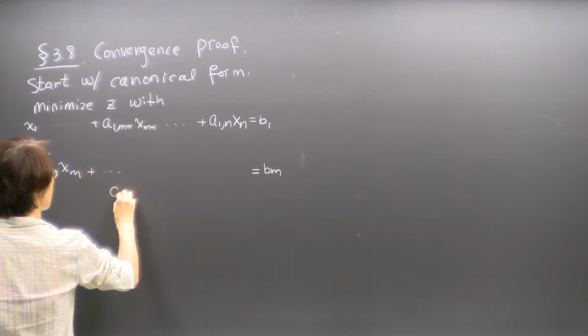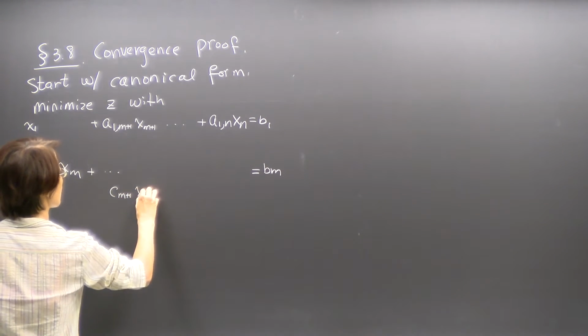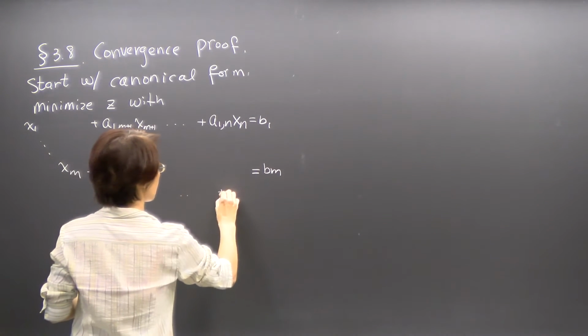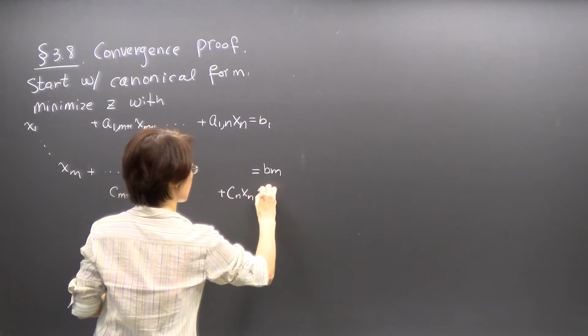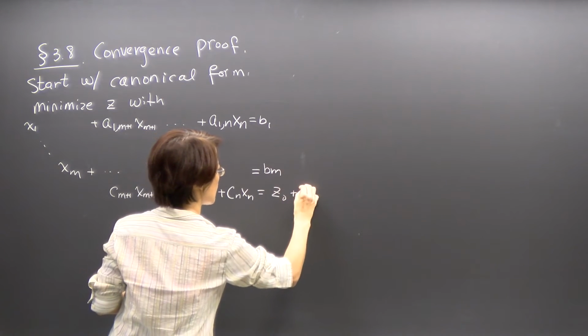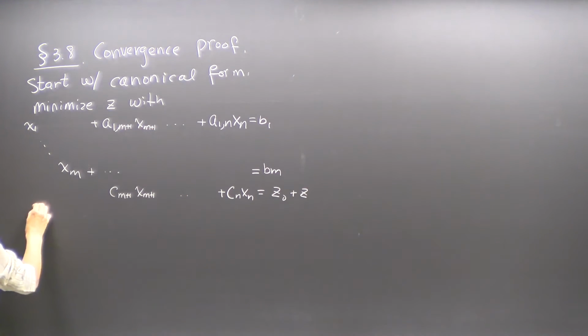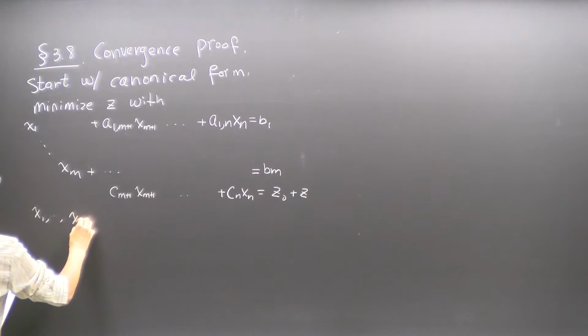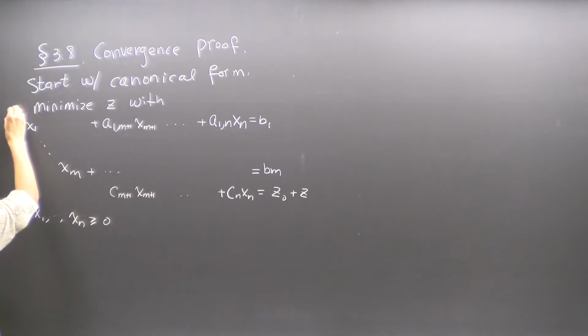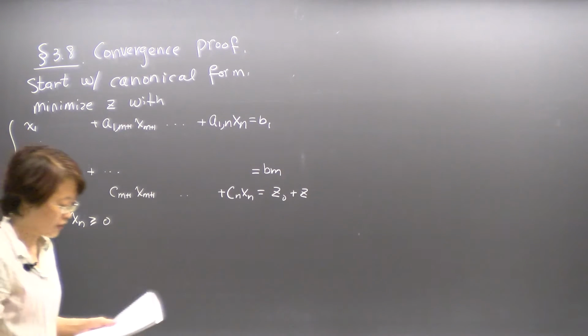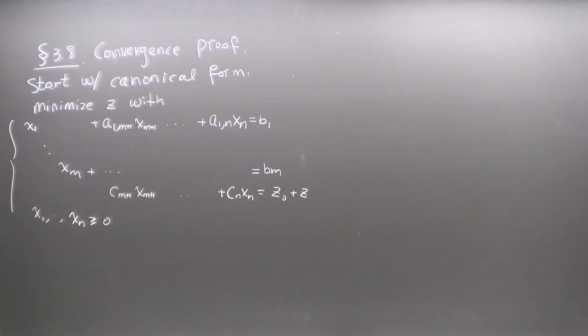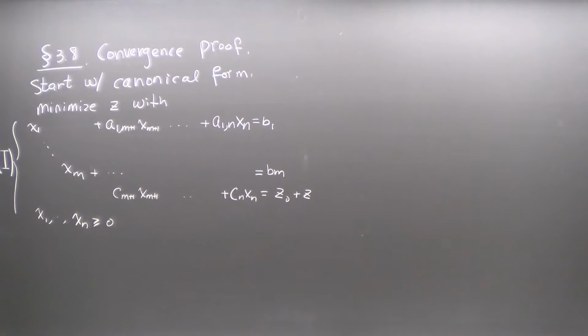So let's pick that up. These are called c's. z0 plus c, right? And of course, non-negative. So that's the canonical form. That's the starting point of the algorithm. Okay, so I will label this system 1. That's just a standard canonical form.